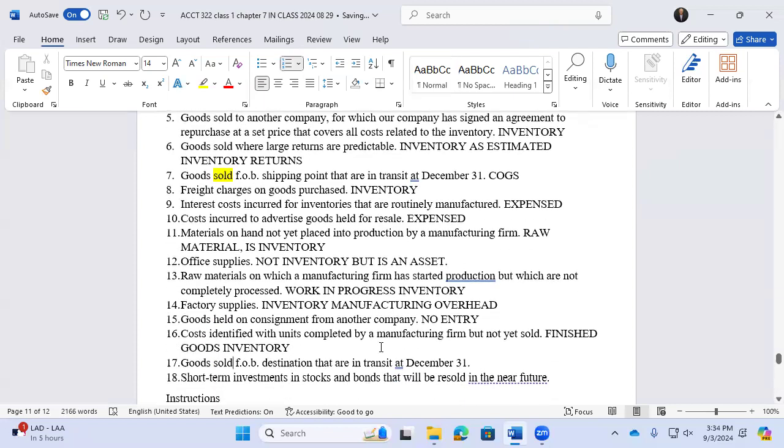Here we are again. Goods sold, FOB destination, that are in transit as of December 31st, and these are inventory. The last one, short-term stocks and bonds that will be resold in the near future. And these are short-term investments.